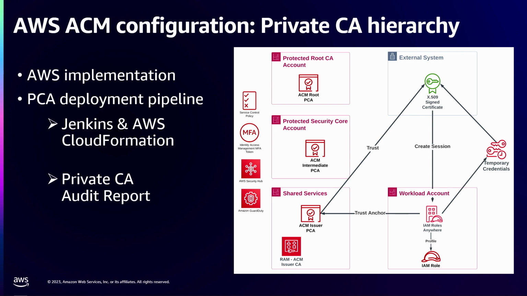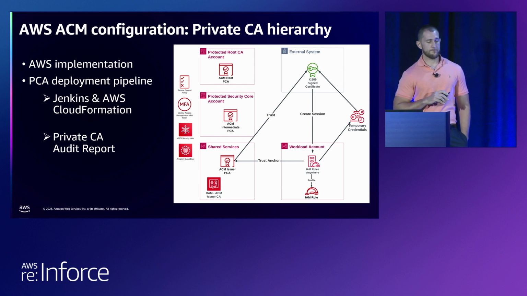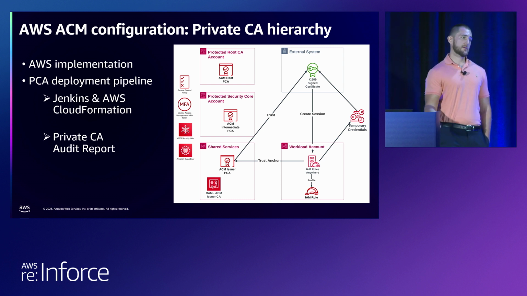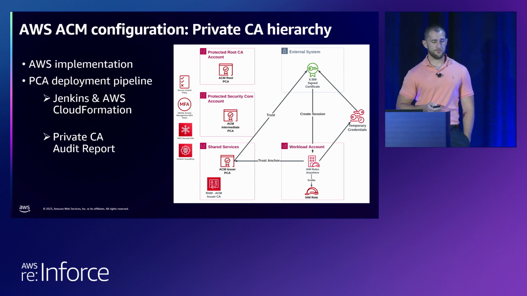The way that we deployed this was with Jenkins, and our infrastructure as code choice was AWS CloudFormation. So this was a super seamless process. Everything is coded, everything is version controlled, and the deployment was very easy. It's also worth mentioning that we have a private CA audit report with daily updates that's stored in an S3 bucket in our audit account, external to the account shown on the diagram on the screen.